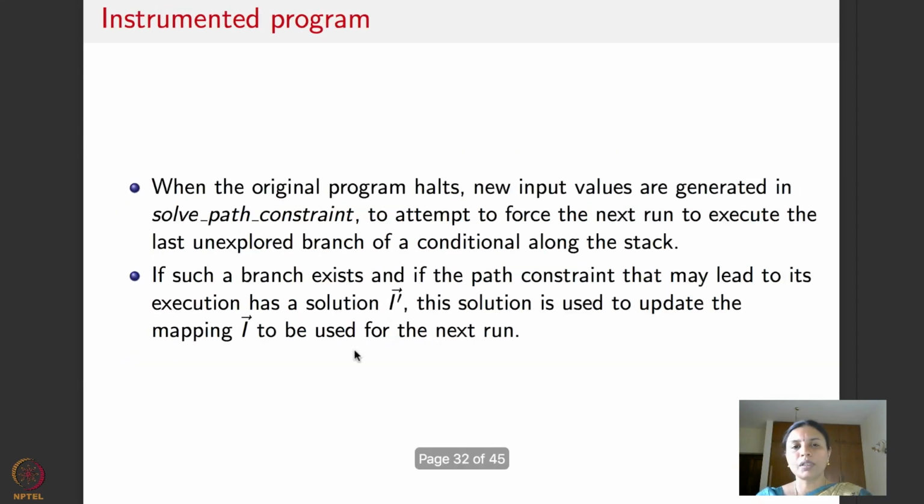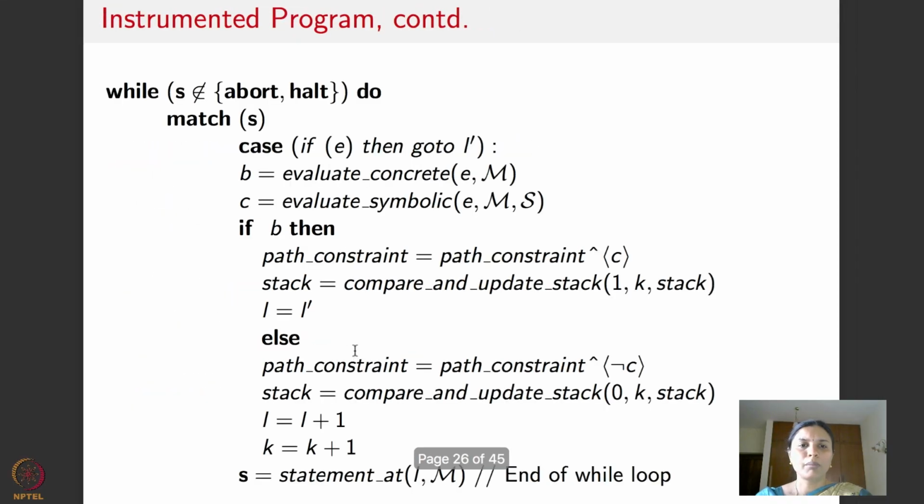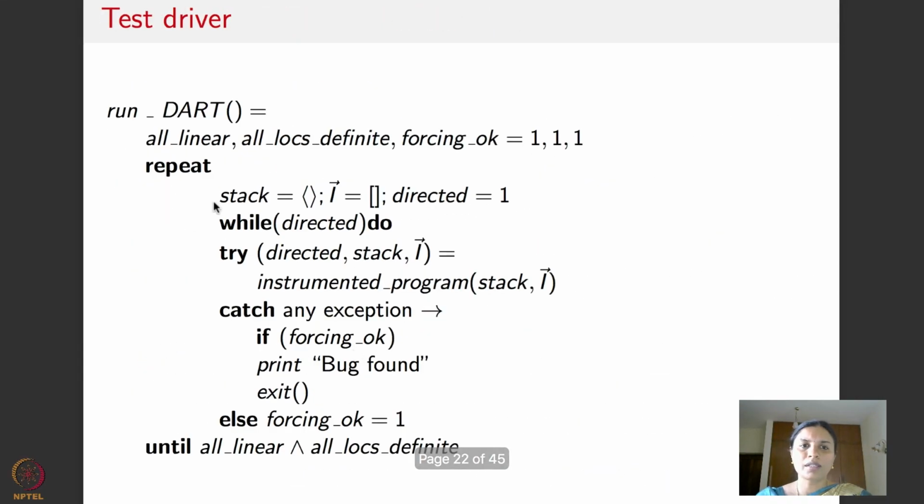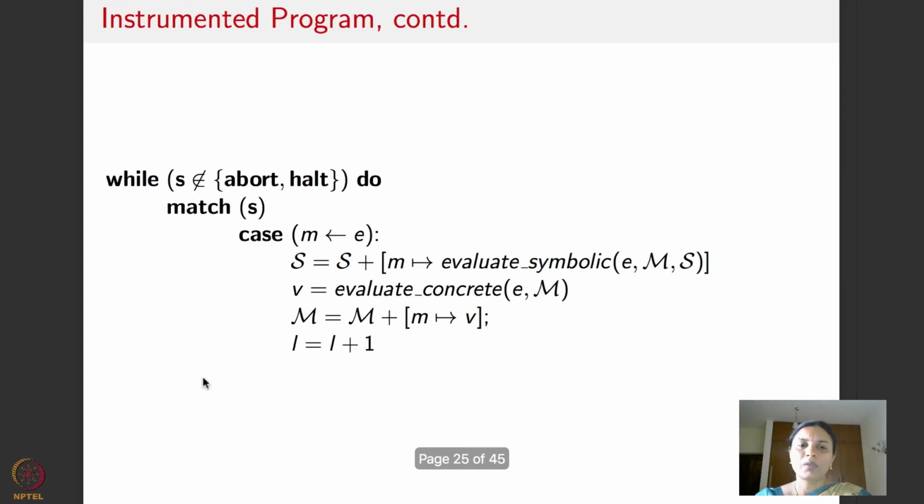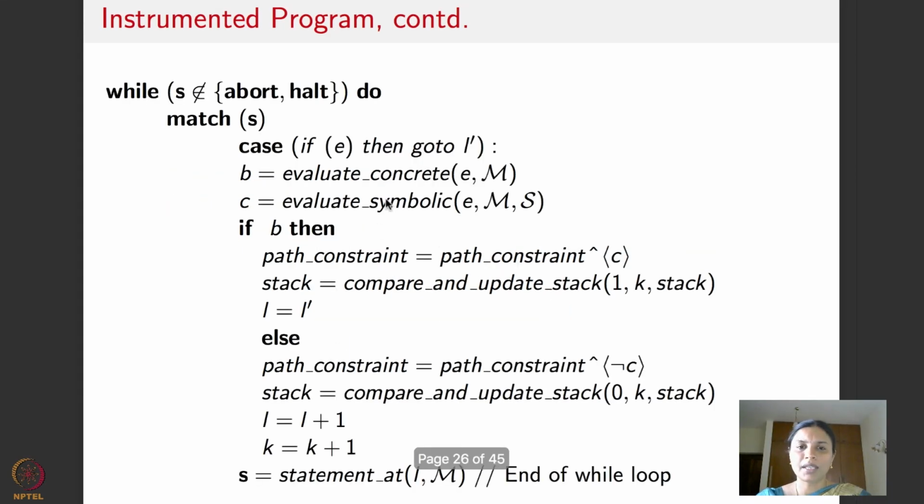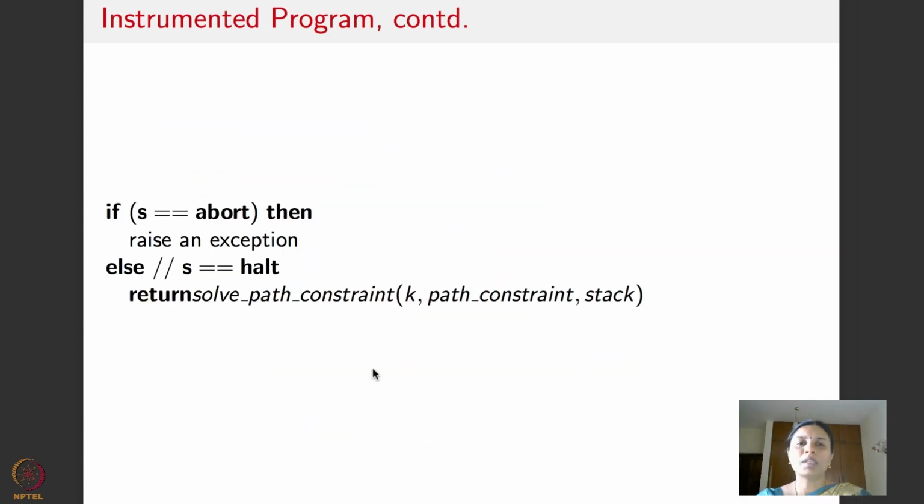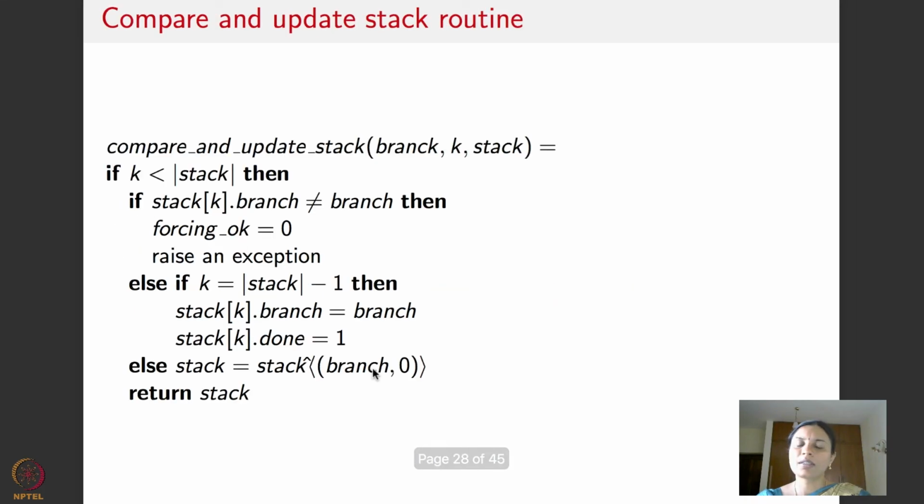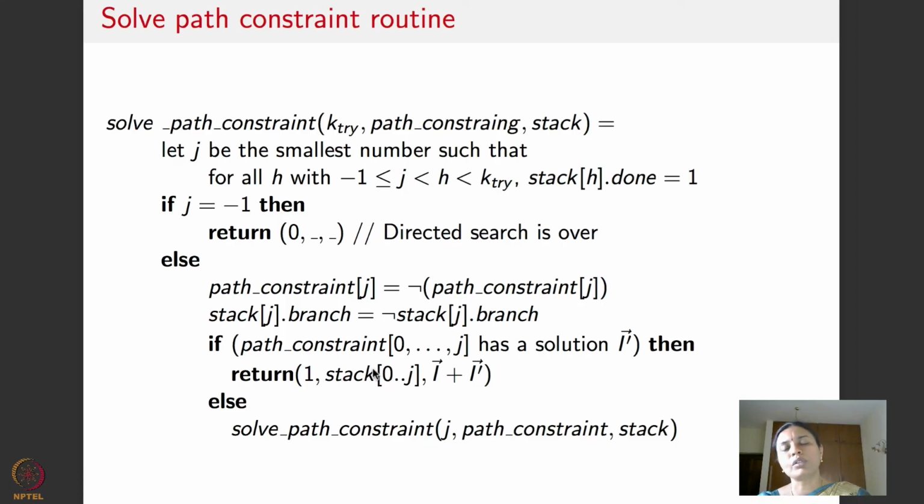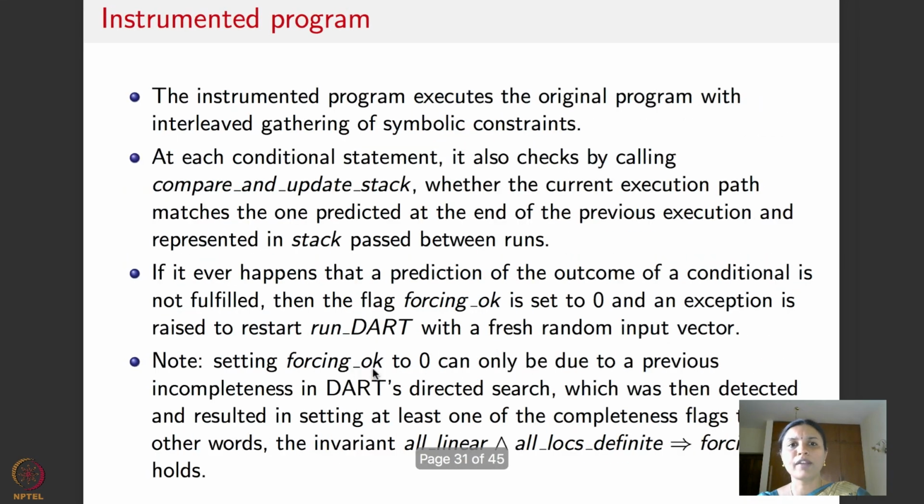So I hope the code for Dart is clear. The main code for Dart is this test driver, which does one random search followed by a program instrumentation which symbolically executes a program, collects the path constraint, and does a directed search. This was the code for that, which tells you how to symbolically update and execute a program. It needs a stack to be able to keep track of the path constraints. This is the routine that maintains the stack. This is the routine that calls the constraint solver. And Dart could, as I told you, have 3 outcomes.